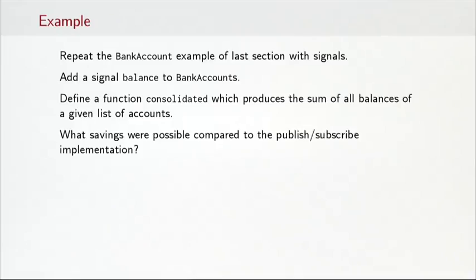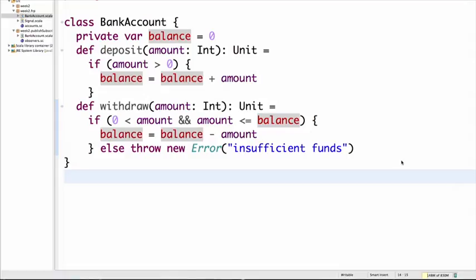We're going to repeat now the bank account example we've seen in the last section with signals. We will add a signal called balance to bank accounts, and we will define a function consolidated which produces the sum of all balances of a given list of accounts. So I have on screen my class BankAccount from essentially the original example without any event handling, deposit and withdraw methods, and this variable balance.